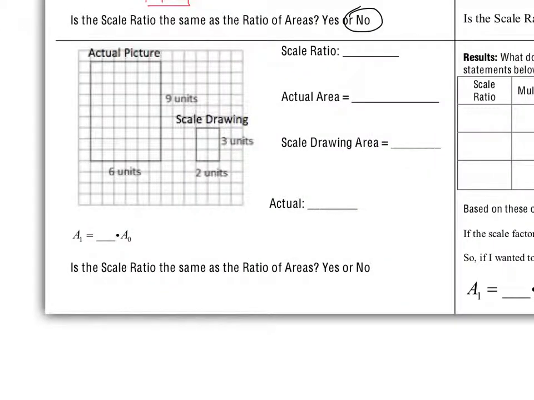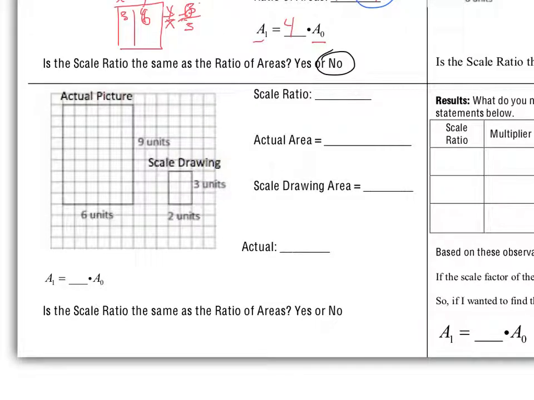So looking at the second one, go ahead and do the same thing. See if you can find the scale ratio, the scale drawing area, the actual area, and, sorry, this should be the ratio of areas. And tell me what the equation would be to find the area of a second figure based on the area of the original figure. Determine if they are the same. Go ahead and do that on your own. I'll give you a couple minutes.